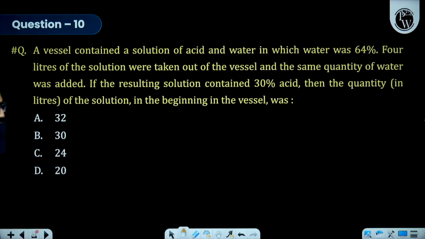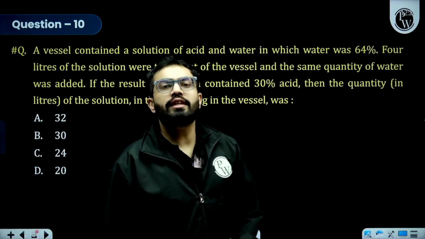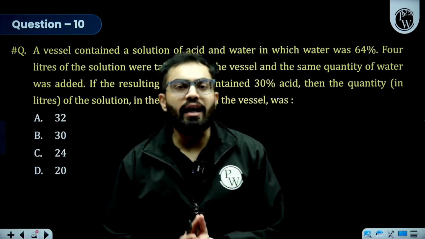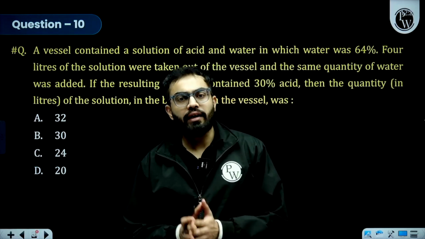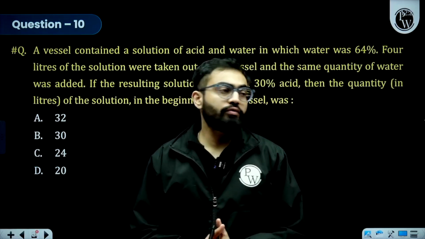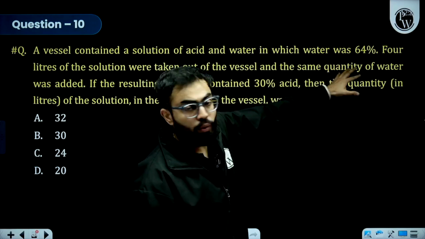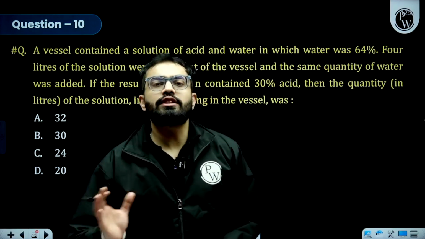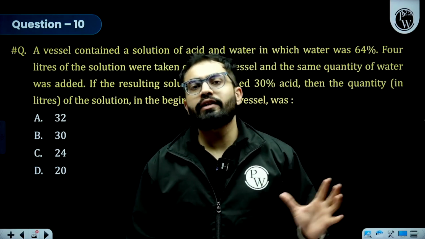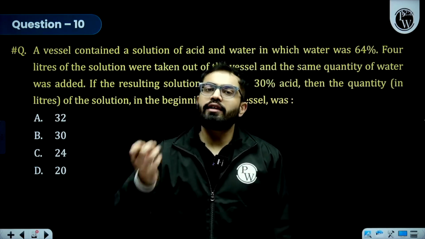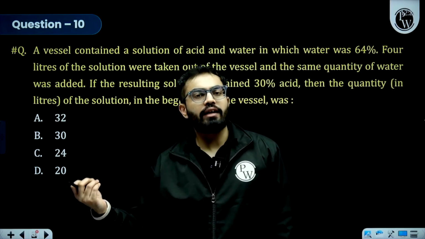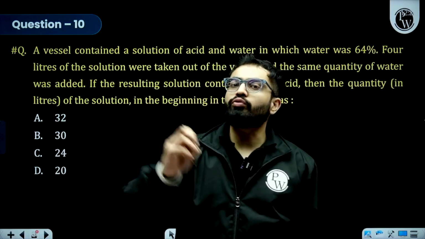So guys, let us look at this problem. Here it is saying that there was a vessel which contained acid and water, and we have been given that there was 64% water initially. So if 64% was water, then definitely we can say that 36% has to be acid. Then what has happened is that we took out 4 liters of it and replaced it with 4 liters of water instead.